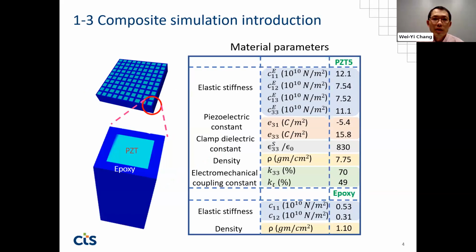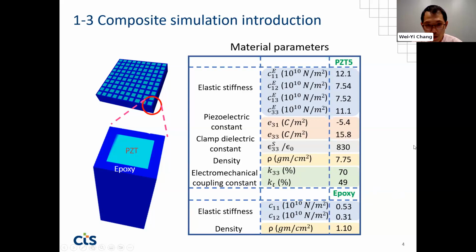And for the composite simulation, what we need is some material property. First of all is the piezoelectric material property. Here we use PZT, for example, and the other material is epoxy. So there are some key elements we need to know from the material. First of all, it's elastic stiffness and piezoelectric constants and clamped dielectric constants and density of the material. And the last one will be the electromechanical coupling constants. For the epoxy, we will need the elastic stiffness and density.